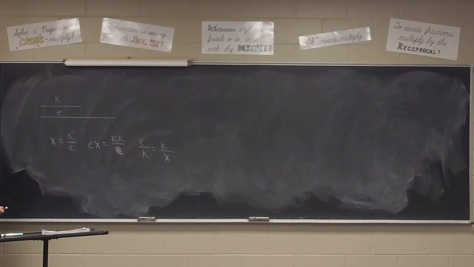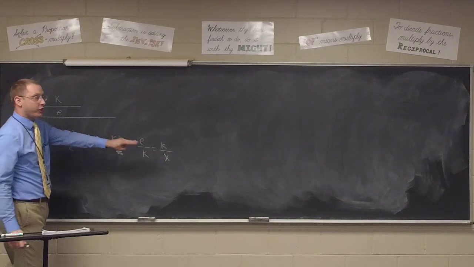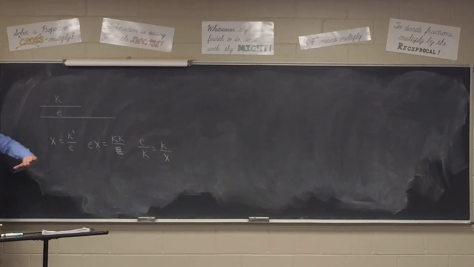At your seats, construct X so that it's the third proportional to E and K, or in other words, so that X is equal to K squared divided by E. Doing it at your seats.